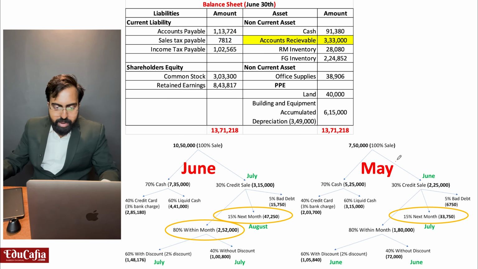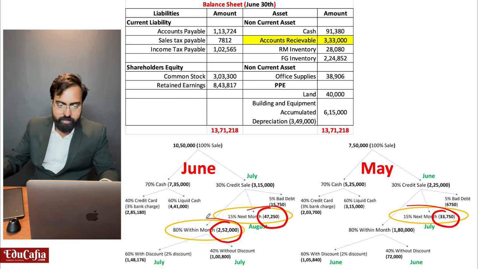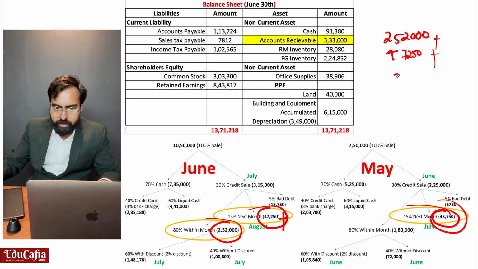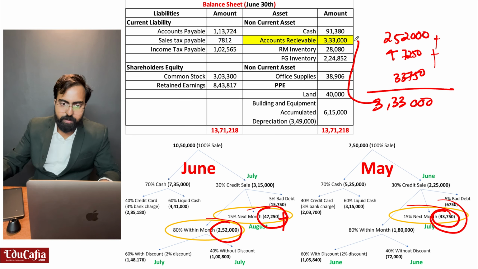Not only that, in May month sale, some we will get in June. In this amount we will get 15% in July month. So this is also pending. So this plus this, that is 2,52,000 plus this 47,250 plus this 33,750 is equal to 3,33,000. That is here.